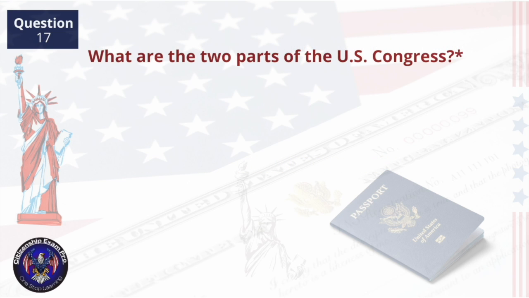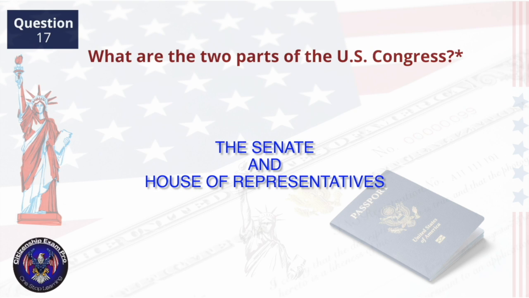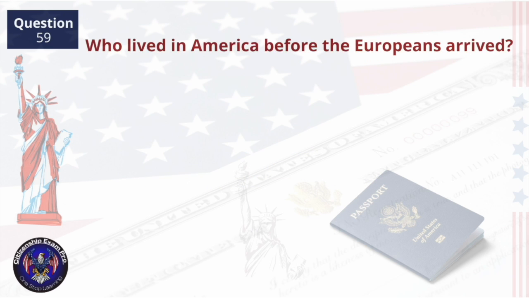What are the 2 parts of the U.S. Congress? The Senate and House of Representatives. Who lived in America before the Europeans arrived? American Indians.